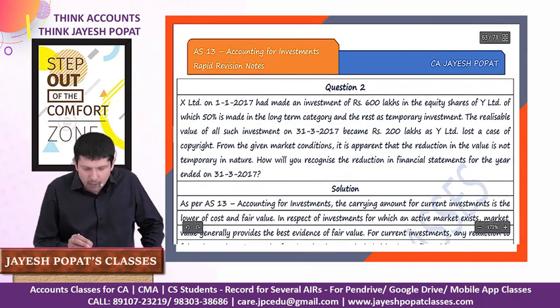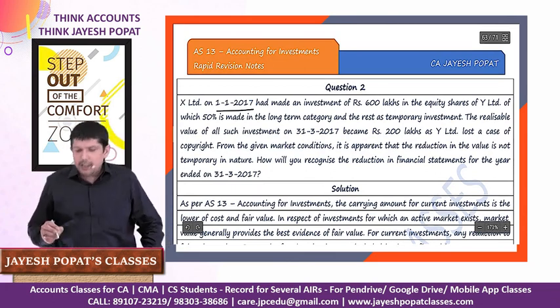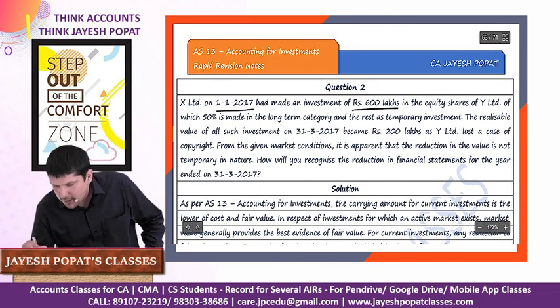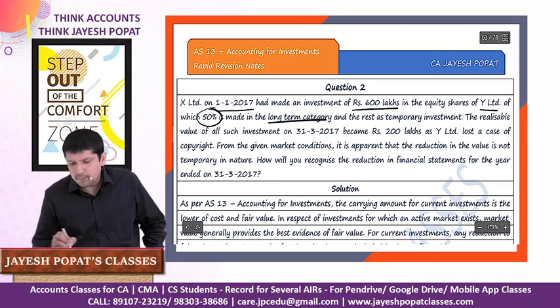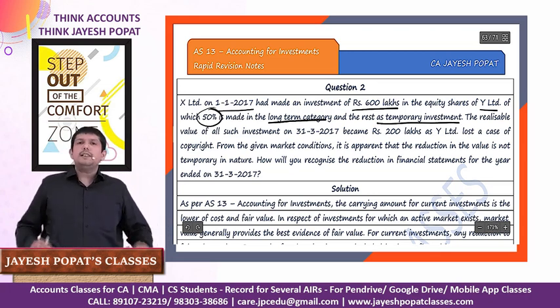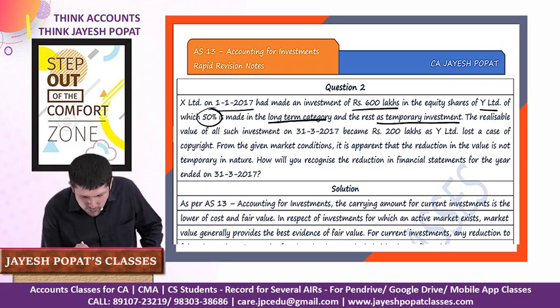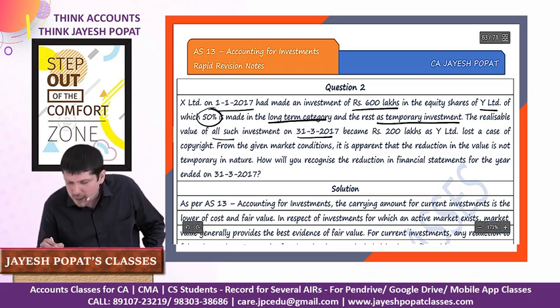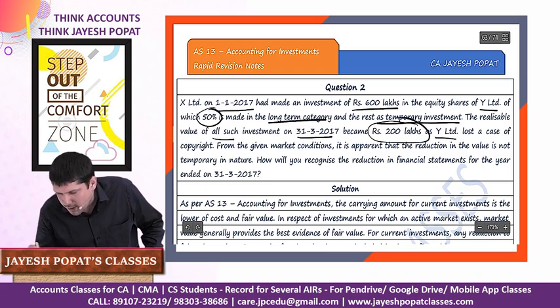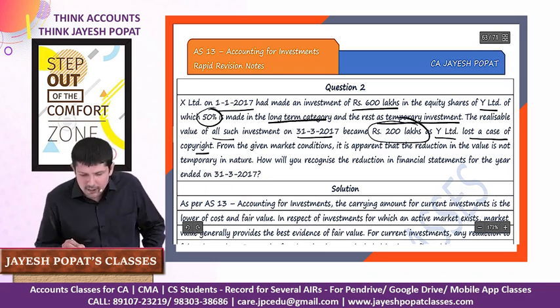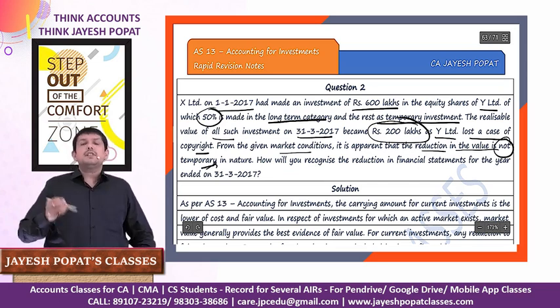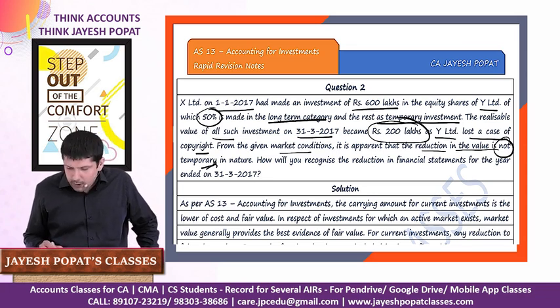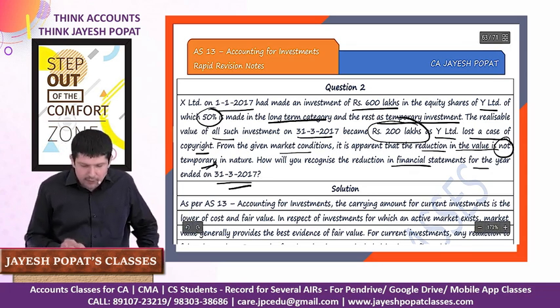X Limited on 1st of January 17 had made an investment of 600 lakh in equity shares of Y Limited, of which 50% is made under the long-term category and the rest under temporary investment, meaning these are treated as current investments. The realizable value of all such investments on 31st March became 200 lakh as Y Limited lost a copyright case. From the given market condition, it appears that the reduction in value is not temporary. So it is a reduction of an other than temporary nature. How will you recognize the reduction in the financial statements for 31st March 17?